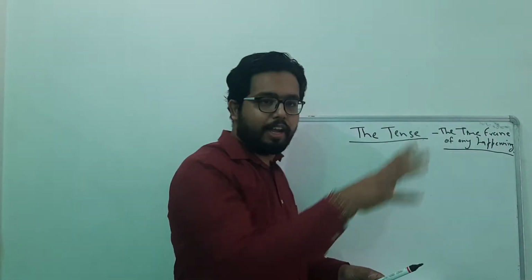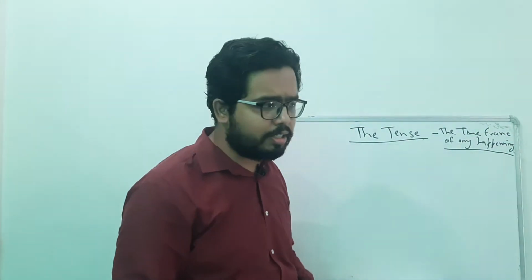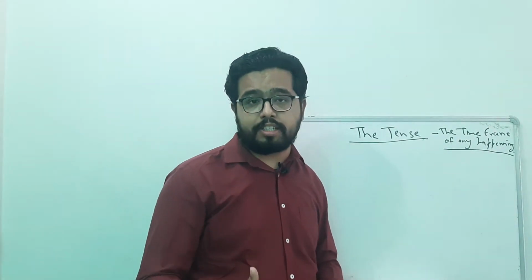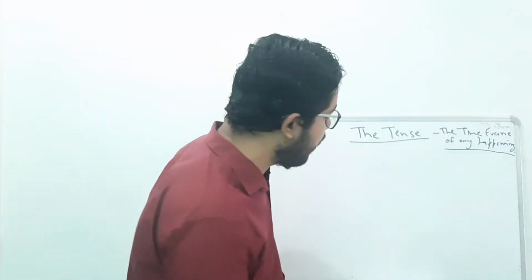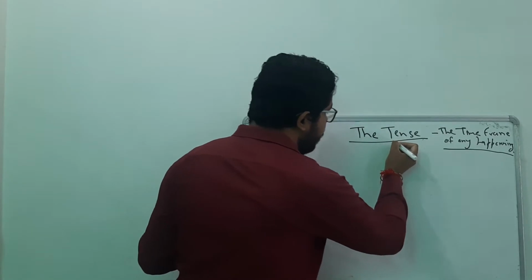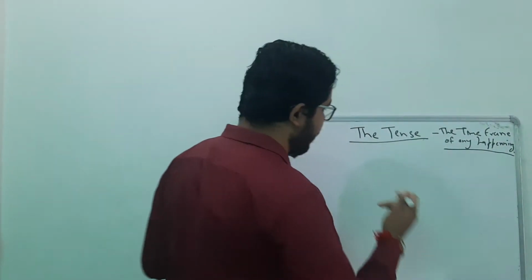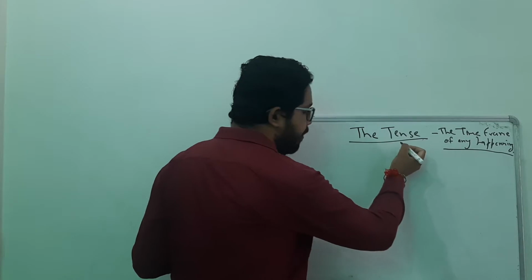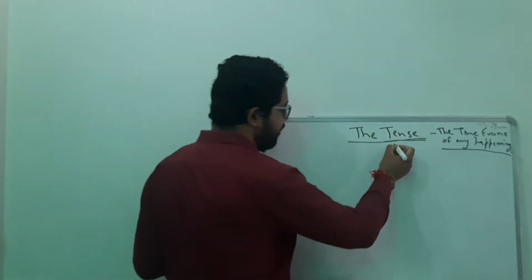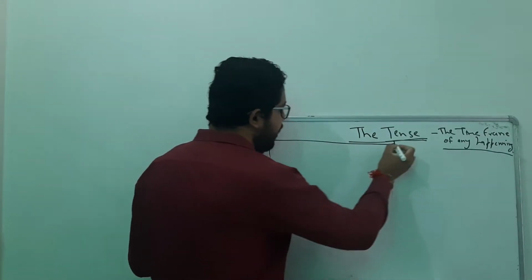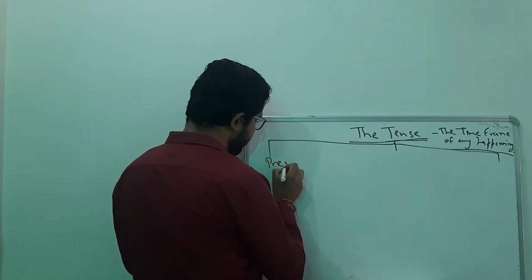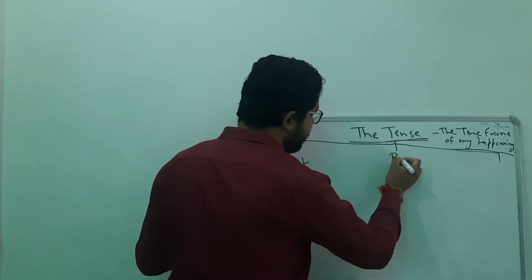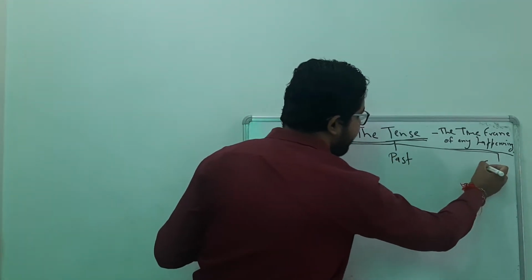Everybody has studied what tense is, but in today's lecture we are going to learn it in a very interesting way so that we can memorize it for a very long period of time. Let's take it as a story. There was a person whose name was Tense, and he had 3 children: present, past and future.